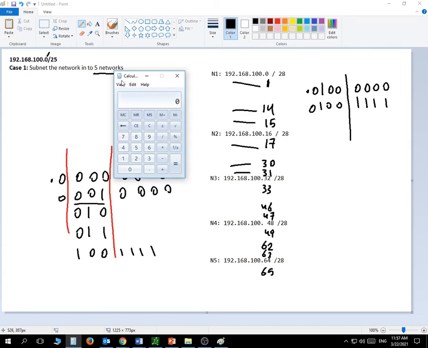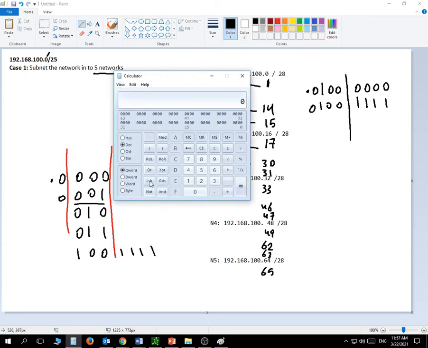So let's go back here, programmer, and we're talking about binary. So 1, 0, 0. Is that binary? Yes, it is. And then 1, 1, 1, 1. Now show me that in decimal. 97. I don't know where that 80 comes from. So it's 97. That's the broadcast message.